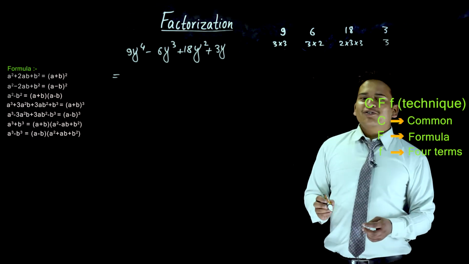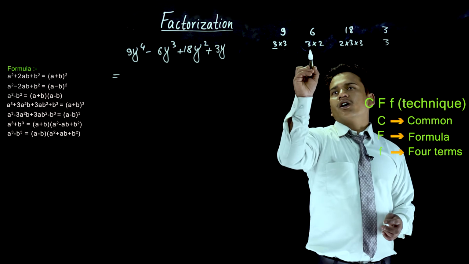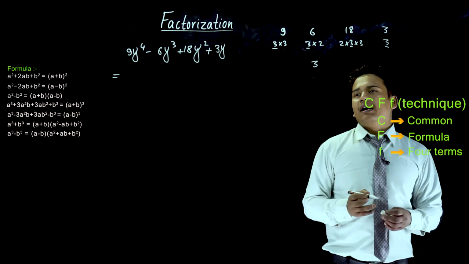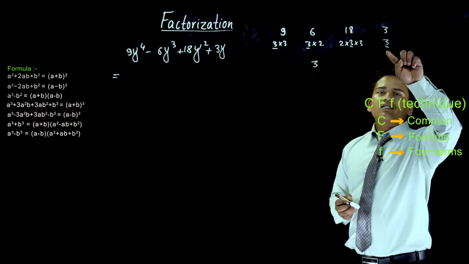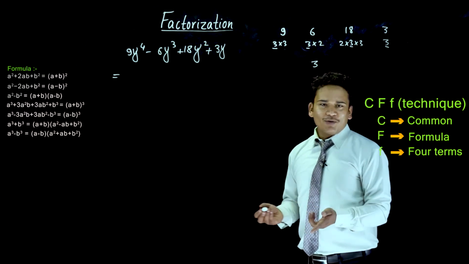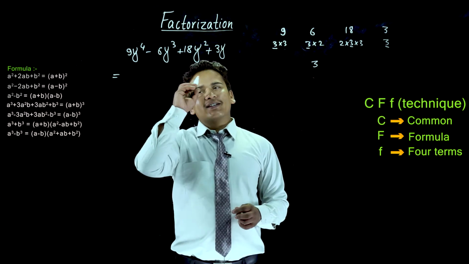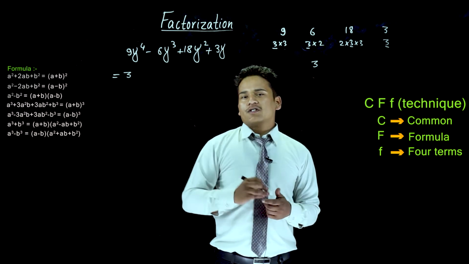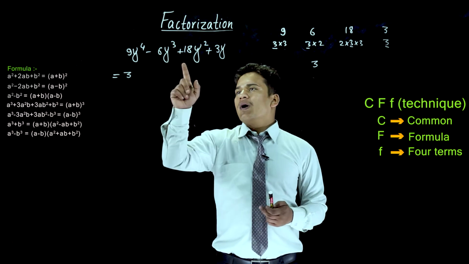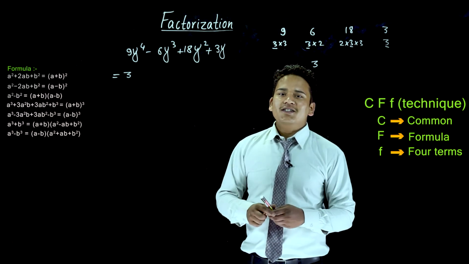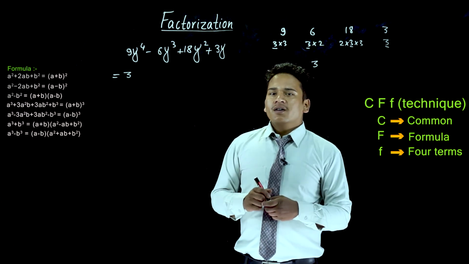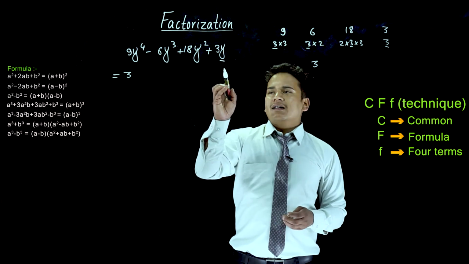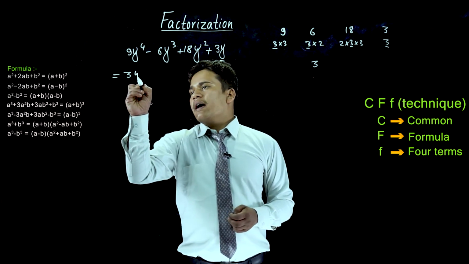Now let's see if we can take anything common. We have got 3 in the first term, 3 in the second term, 3 in the third term and 3 in the fourth term. That means 3 can be taken out as the common factor and nothing else, because we don't have anything left for the fourth term. So we are going to use the C technique, where 3 is the common factor. But don't forget that we need to check the variables as well. We have y to the power 4, y to the power 3, y to the power 2 and y. That means y is present in all the terms. But we can take only one y since we have y to the power 1 as the last term. So we can take y as the common factor.